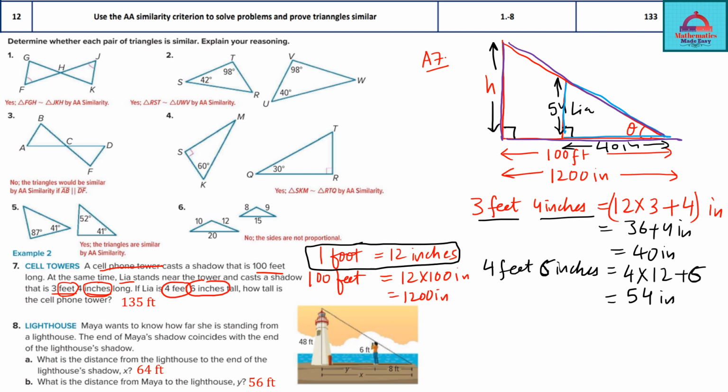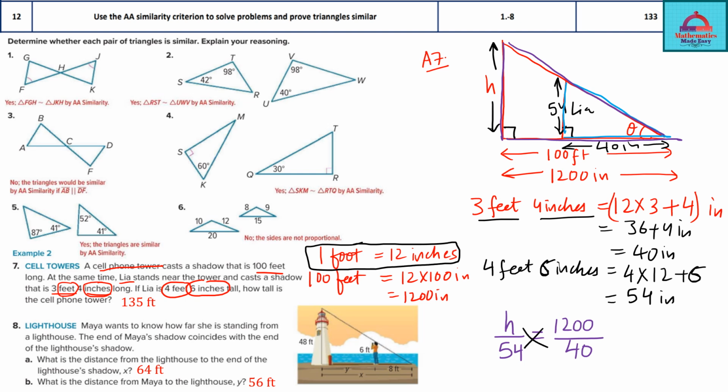So what I can say, this height and this side, which represents the height of the cell phone tower, and the height of Leah are proportional. H divided by 54, and it is proportional to what? It is proportional to the total length of the shadow, which is 1200 for the shadow of the cell phone tower, and what is Leah's shadow? It is 40. So they are going to be proportional. Now this relation we will solve by using cross multiplication to get the value of h.